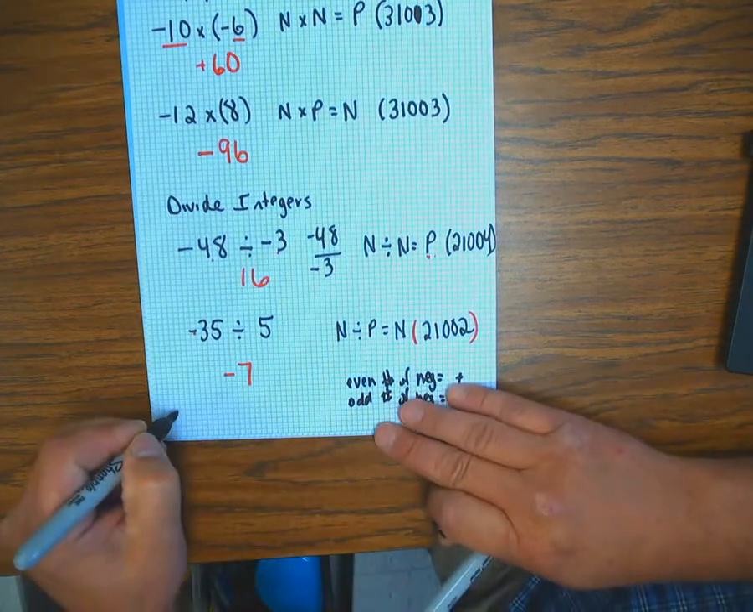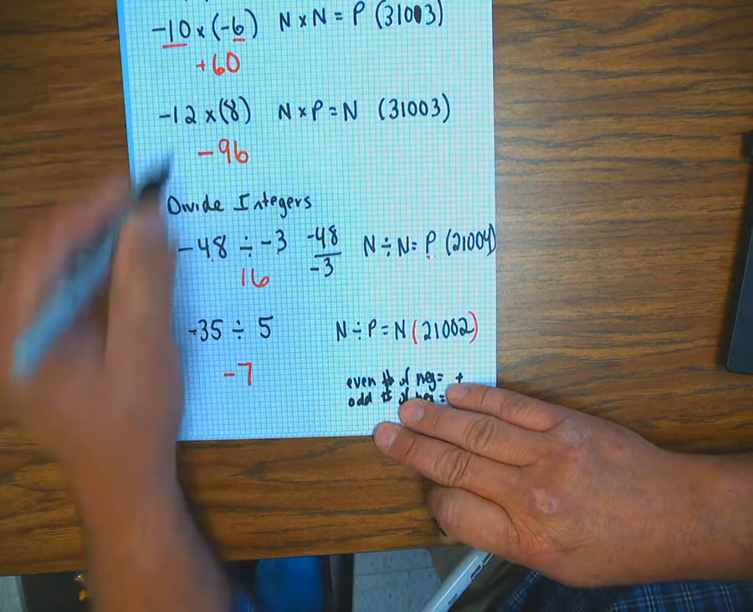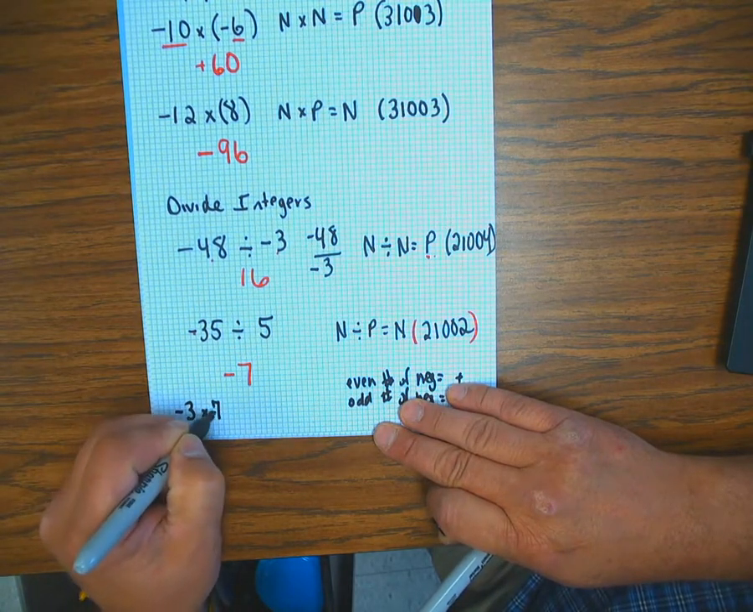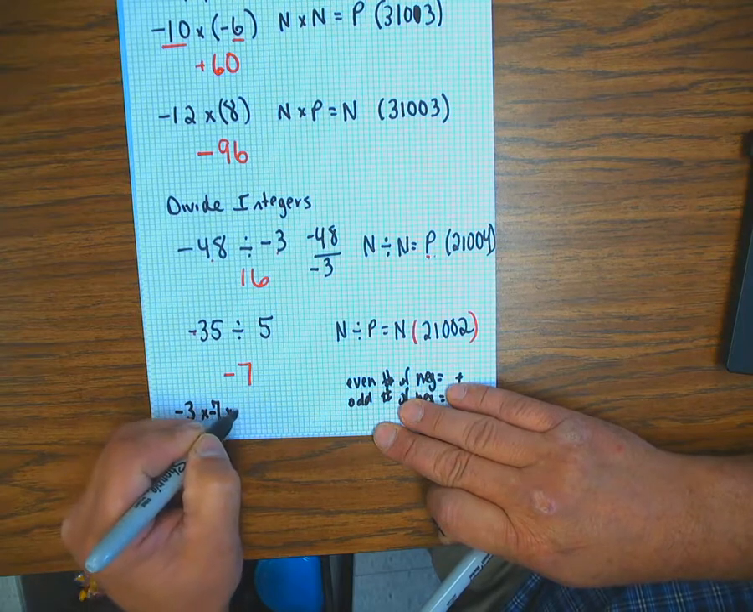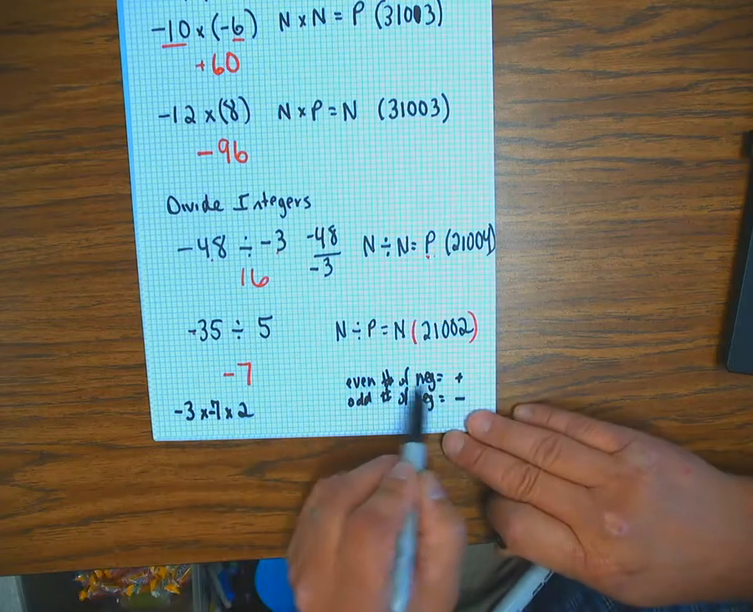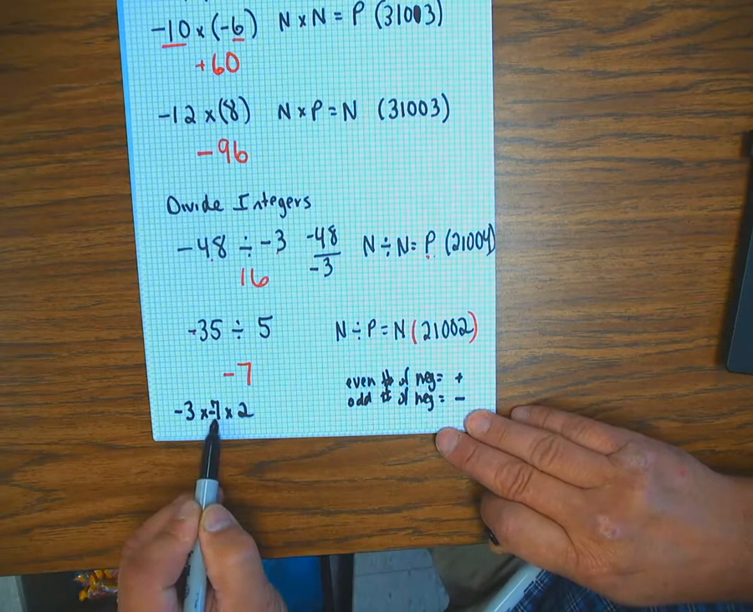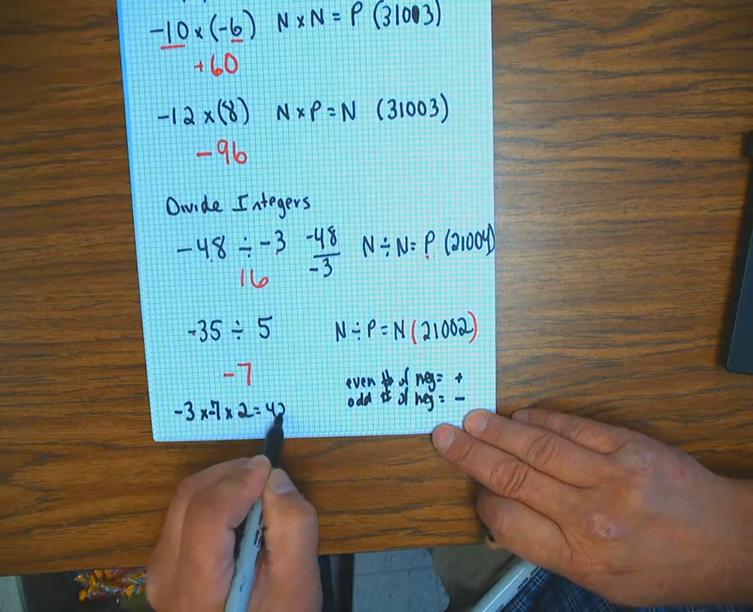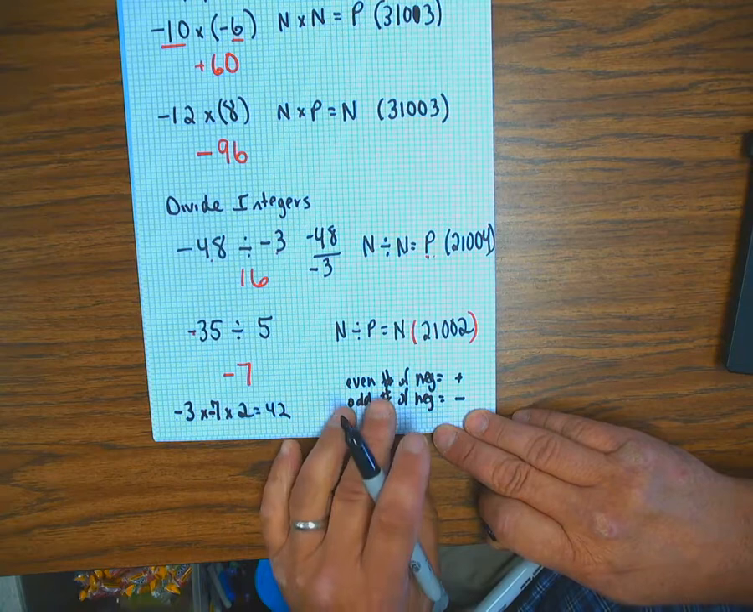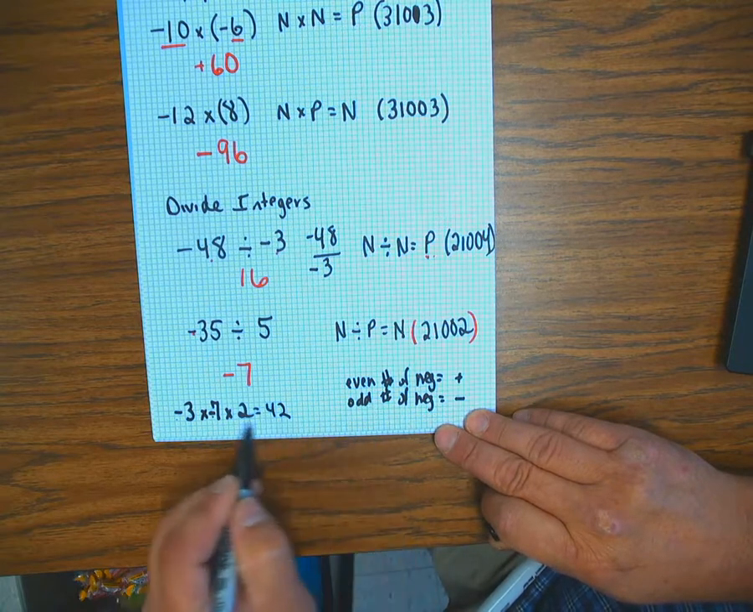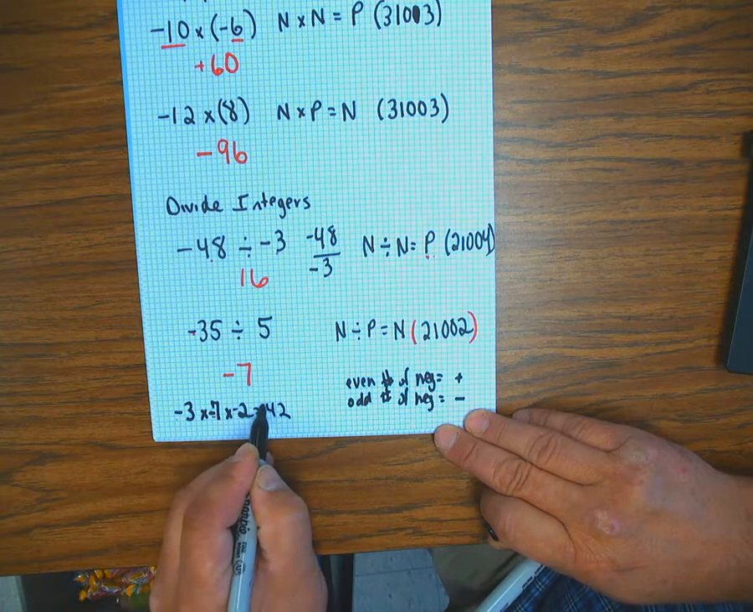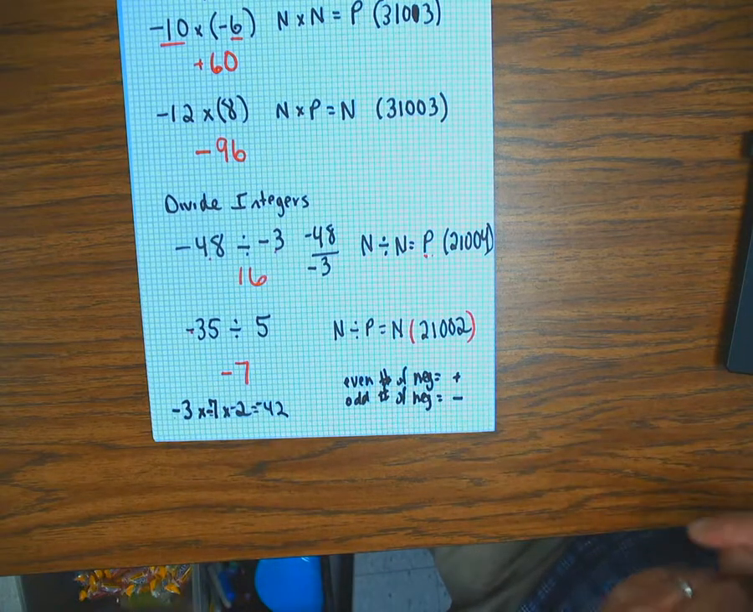For instance, if I had a multiplication problem that said negative 3 times negative 7 times 2, I have two negatives. That's an even number. 3 times 7 is 21. 21 times 2 is 42. I have two negatives, an even number, so I have a positive 42. And the same would be true if I made this a negative 2. Now I've got three negatives. It would really be a negative 42.